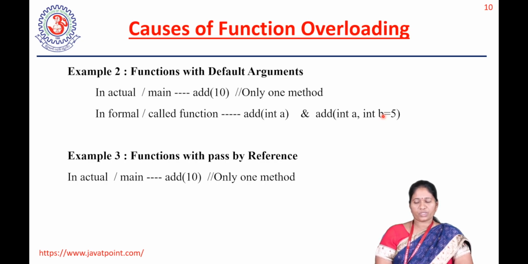Next is another problem we face with pass by reference. Look here, we have the main function. We pass add 10, so we are going to use only one method. But if we use the ampersand symbol, the compiler gets confused whether I have to call the ordinary function or the reference function. So that is also a problem we face in the function overloading concept for pass by reference.